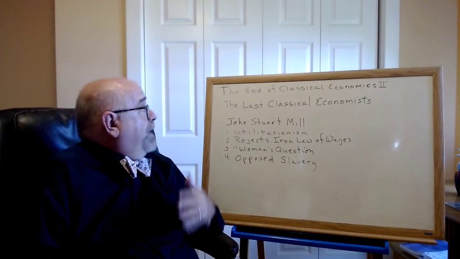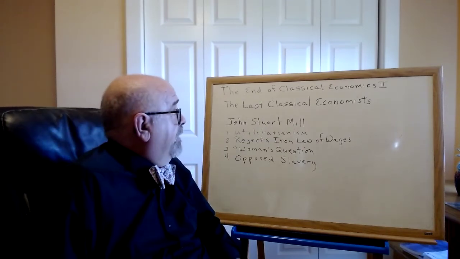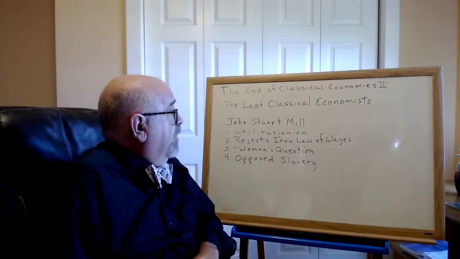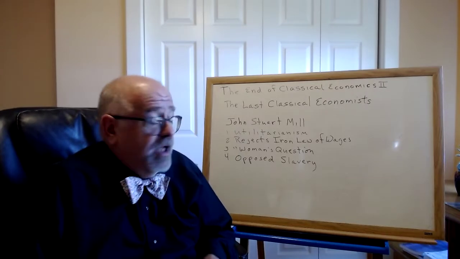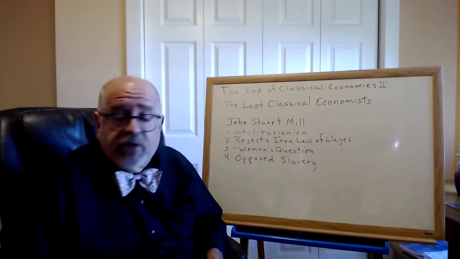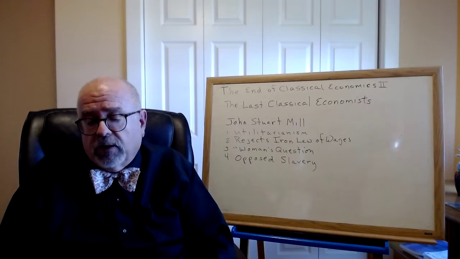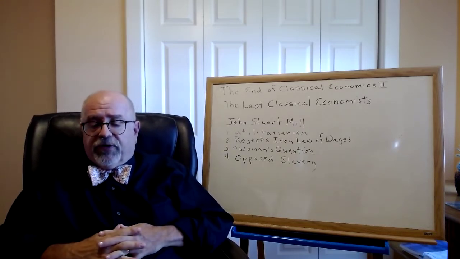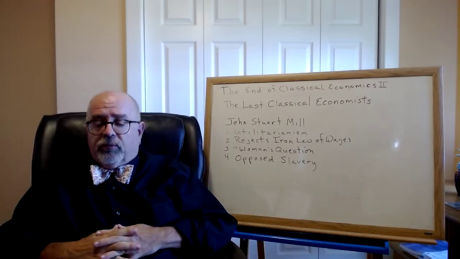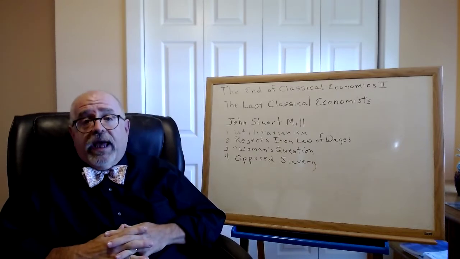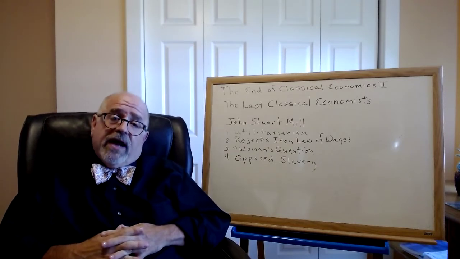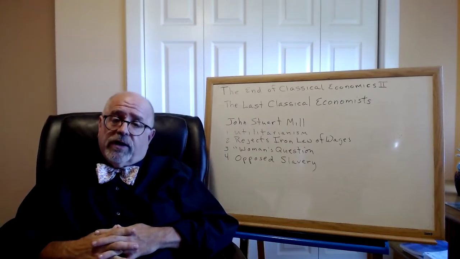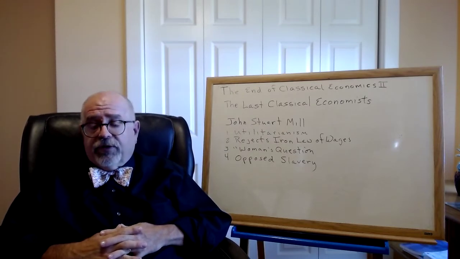Now I'm going to talk about the end of classical economics, and that involves the last classical economist. One of the last classical economists was John Stuart Mill. He published his book on utilitarianism in 1863, his Principles of Political Economy in 1848, which remained the main text in classic political economy even into the 1930s.